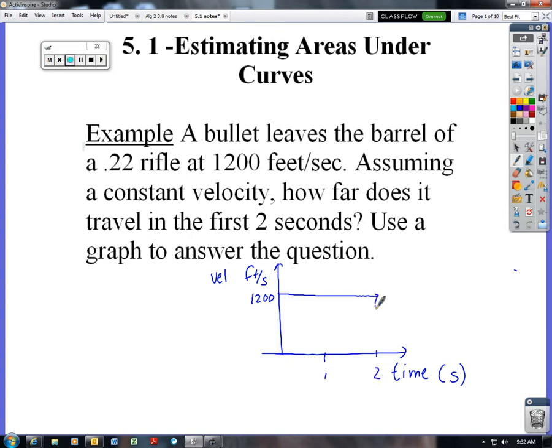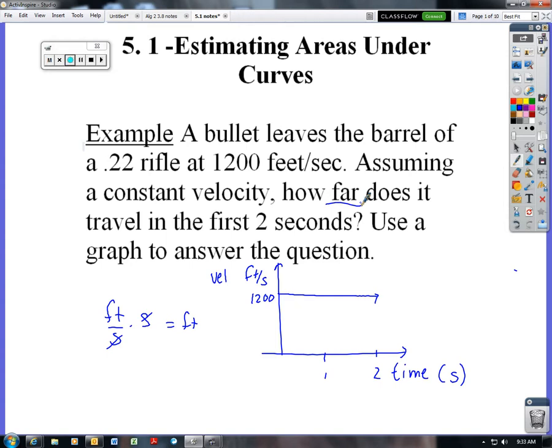Okay, now I have a graph. How am I going to use this graph to answer the question? Well, notice the units on the axes. I've got feet per second and seconds. And what happens if I multiply feet per second times seconds? Well, I get feet, which is the units of distance, which is what we're trying to find. We're trying to find how far. So sure enough, we're going to be multiplying.